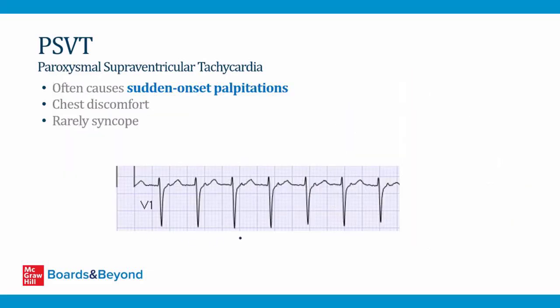So here's a picture of a PSVT on the slide here. First of all, notice that the QRS complexes are very close together. They're separated by about two big boxes on the EKG, so that means the heart rate in this example is about 150 beats per minute. And then notice that these look like normal QRS complexes. They're narrow, they're less than 120 milliseconds. They're not wide and bizarre like the QRS complexes you get in a ventricular tachycardia. So this example on the screen could be a patient with a PSVT.